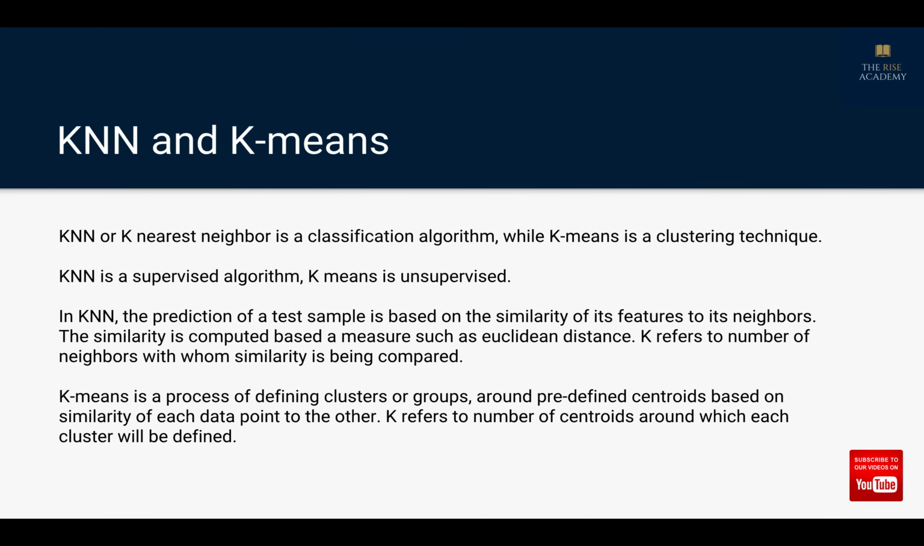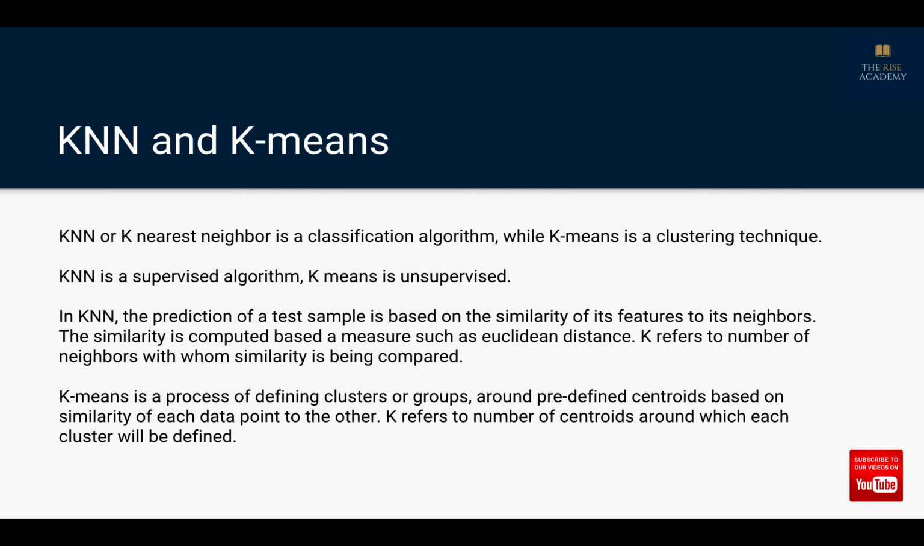KNN, or k nearest neighbor, is a classification algorithm, while k means is a clustering technique. KNN is a supervised algorithm, while k means is unsupervised. In KNN, the prediction of a test sample is based on the similarity of its features to its neighbors. The similarity is computed based on a measure such as Euclidean distance. K here refers to the number of neighbors with whom the similarity is being compared.